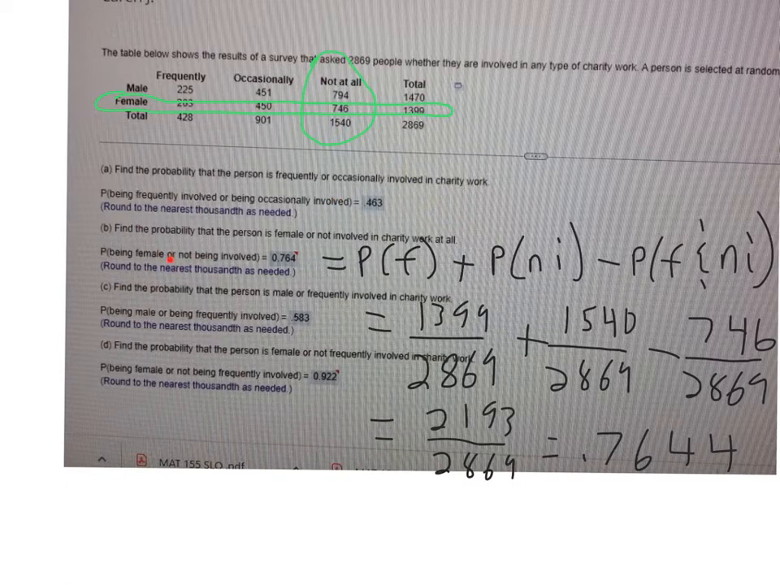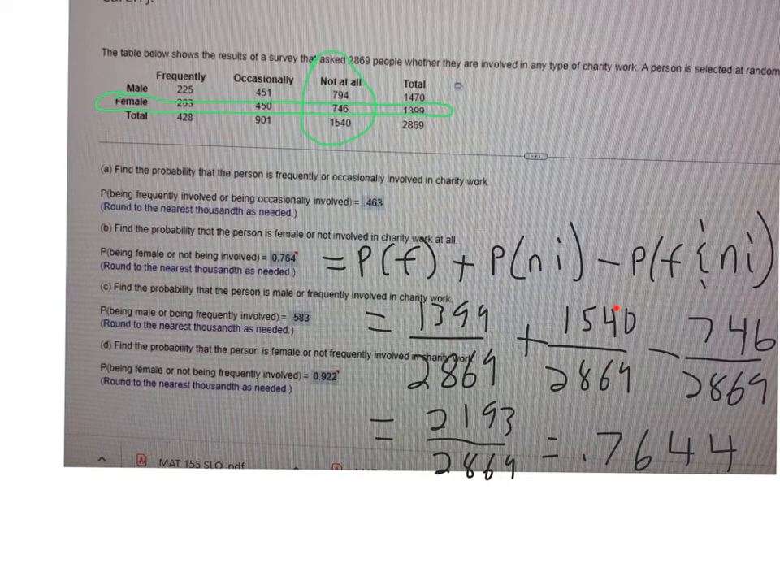Since it's an or, it's going to be the probability of female plus the probability of not involved minus the probability of female and not involved. You want to subtract out the items you count twice. So probability of being female, if you look at this row, there's 1,399 out of a total 2,869 female. So that's the part where you have a female.